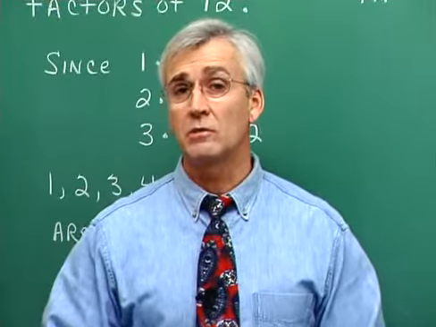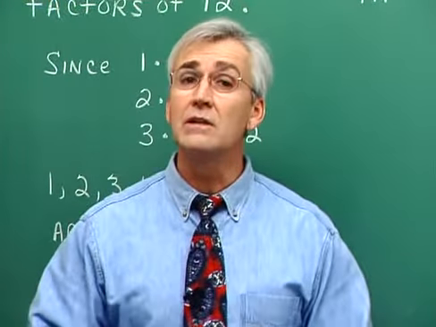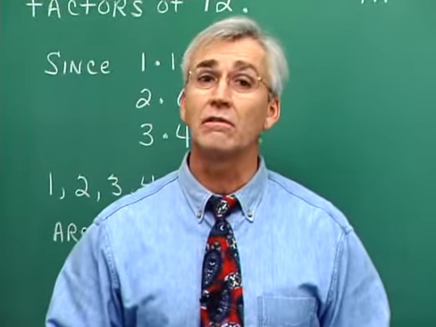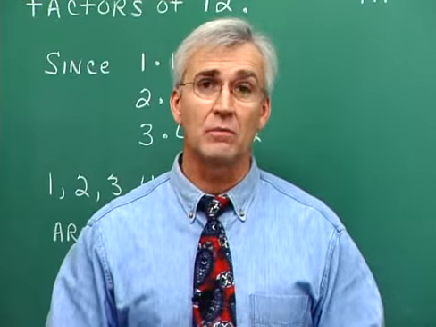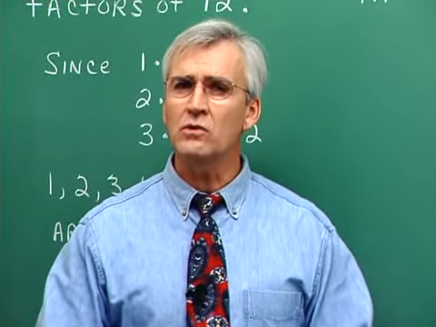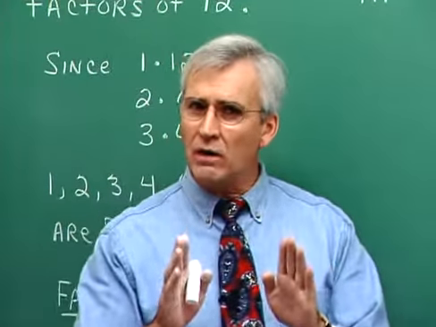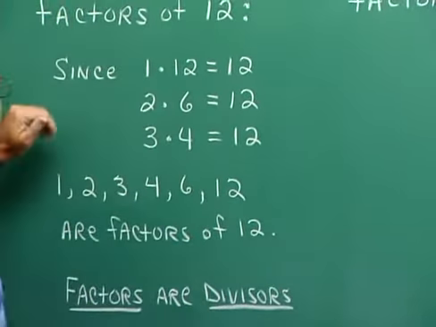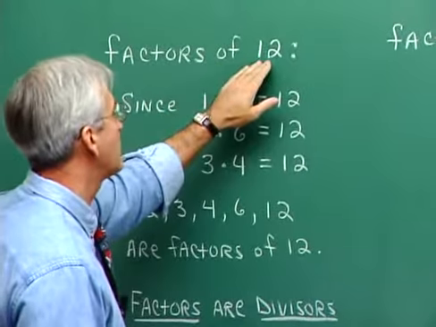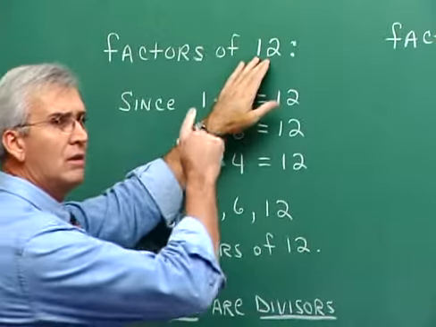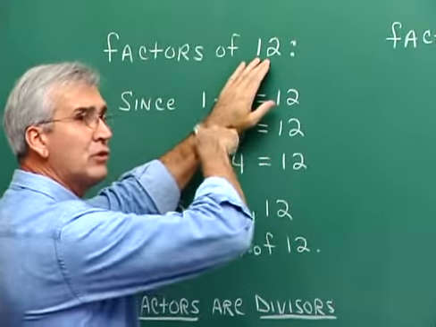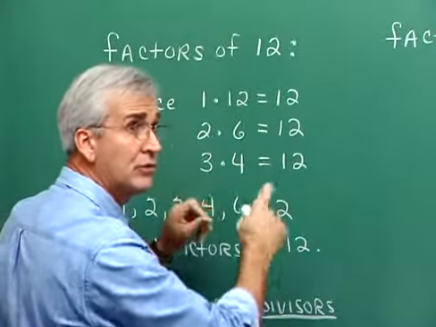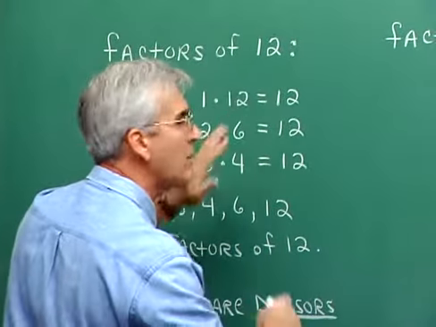When we talked about multiplying whole numbers, we said that the numbers being multiplied are called factors, and the answer is called the product. But suppose we want to write all of the factors of a particular number. Like suppose we want to find all the factors of 12. Now that would be all of the numbers that could be used as multipliers to give 12. So we might reason this way.